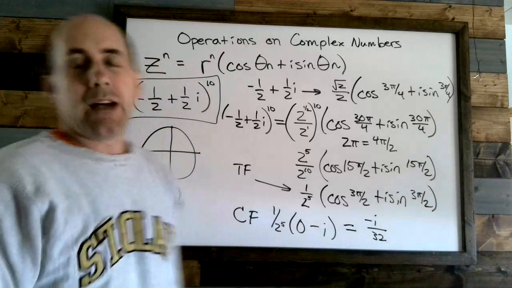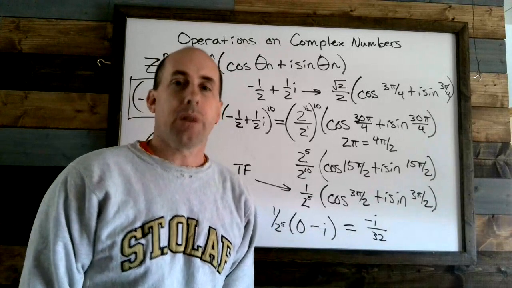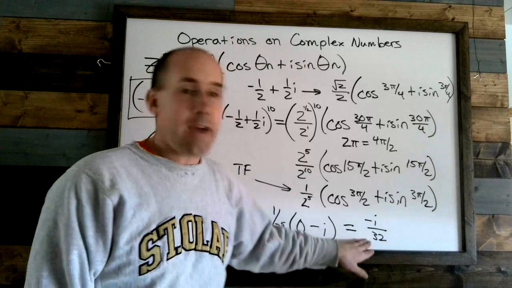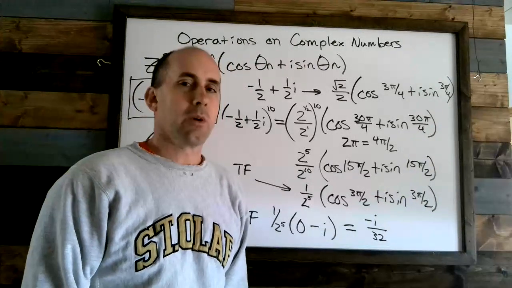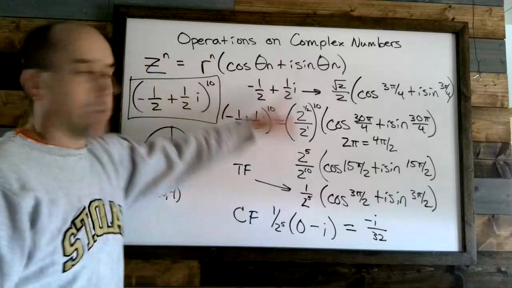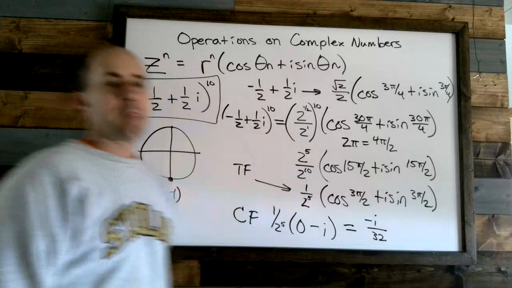Well, first time I did it, I made a mistake. They didn't work out, but I found the mistake. And as I found mistakes, eventually, yeah, it comes out to be exactly -i over 32. It's intriguing how it works out and how we can make it so simple. But that's the beauty of de Moivre's theorem.